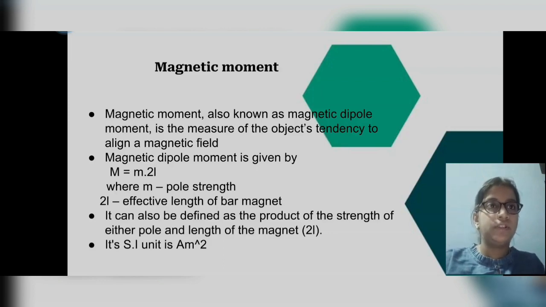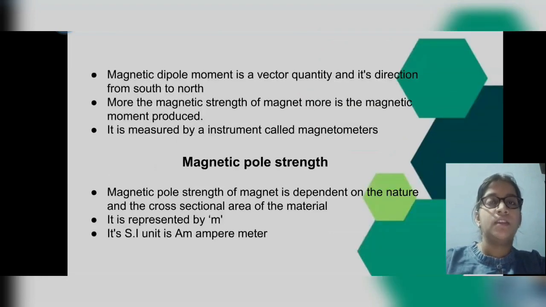Magnetic moment is also defined as the magnetic dipole moment, and it measures the object's tendency to align to the magnetic field. It is represented by the symbol M, and it is given by m times 2L, such that m is equal to the pole strength and 2L is the effective length of the magnet. Its SI unit is ampere meter square. It is a vector quantity and its direction is from south to north. It is measured by an instrument called a magnetometer.